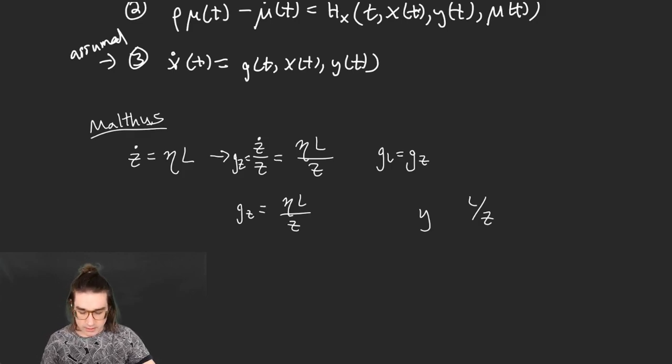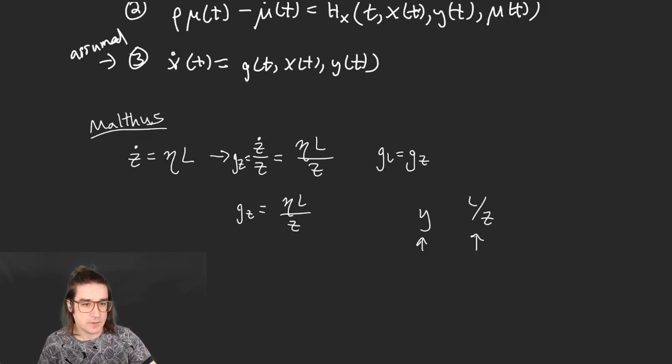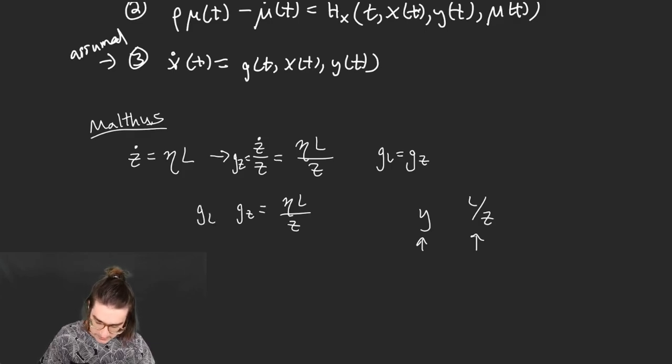In the short run, these are going to evolve, this one according to your demographic equation and GL, and this one according to our GZ equation on the left here. So in the short run, stuff is going to happen. But in the long run, we're going to have GZ equal to some GZ, which is going to be equal to GL, and also equal to this.